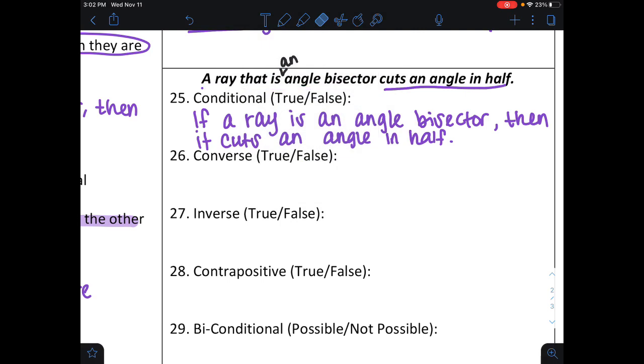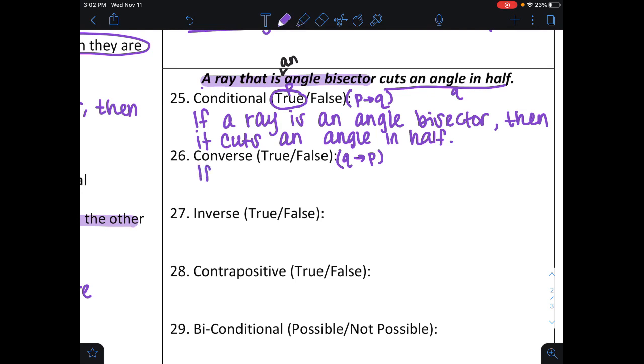Let me highlight P. So that is part P, the hypothesis. That is part Q, the conclusion. All right, is this true? If a ray is an angle bisector, then it cuts an angle in half. That is true. That's the definition of bisect. All right, converse. So this one, and don't forget this was P, then Q. This one is Q, then P.